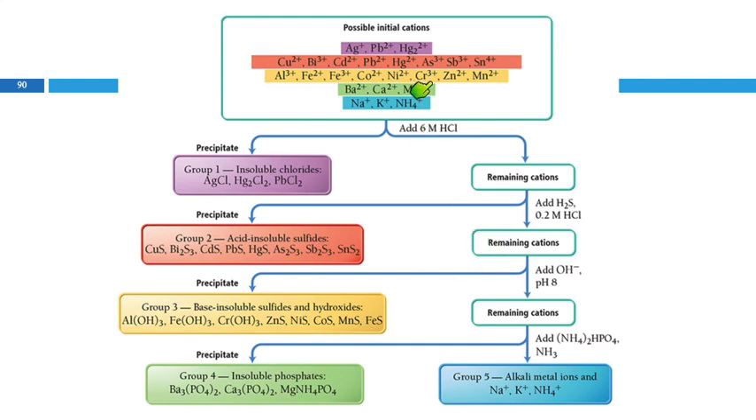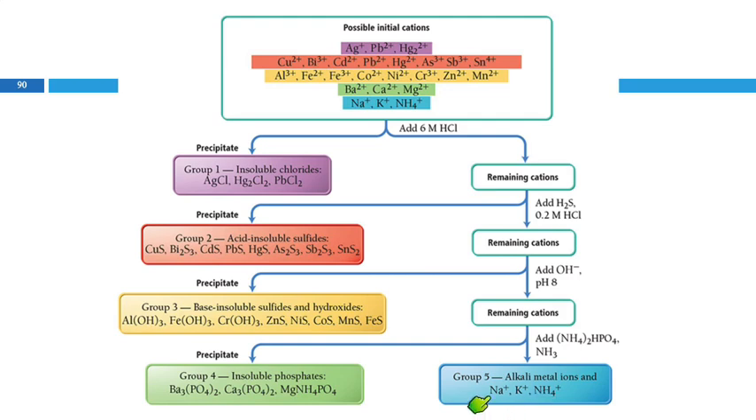Then we still have yellow, green, and blue left. Now we're going to add hydroxide and bring the pH up to 8, make it basic. Now we're going to have base-insoluble sulfides precipitate out and insoluble hydroxides. So aluminum, iron, chromium hydroxides. So now we've just got the green and the blue group left. We can add ammonium hydrogen phosphate and ammonia to this, and we can precipitate out barium, calcium, and magnesium, because these form insoluble phosphates.